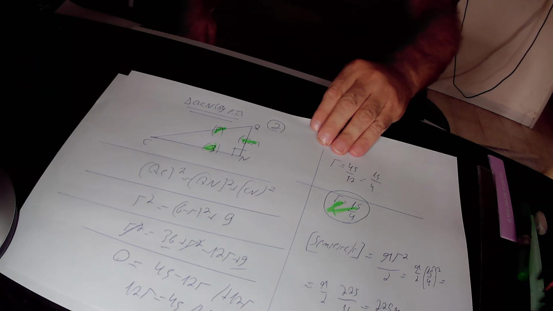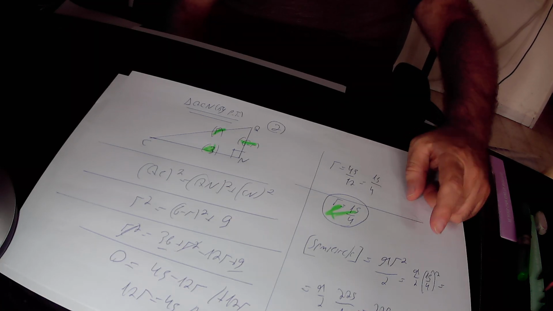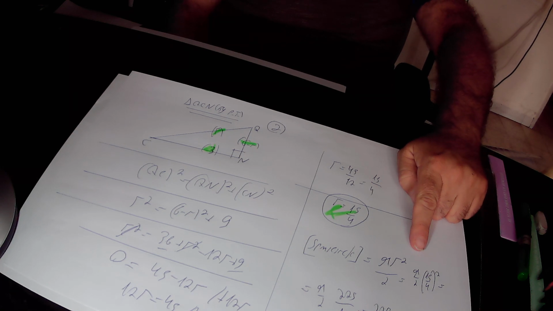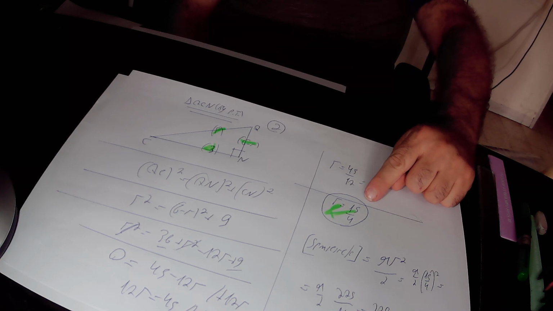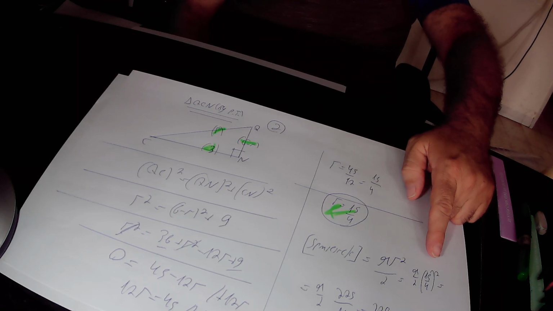We should know that the area of any circle is pi r squared, and the area of any semicircle equals half the area of the circle. The area of the semicircle is equal to pi r squared over 2, so it is pi over 2 times r squared. R is 15 over 4, therefore r squared is 15 over 4 squared. So in total, the area of the semicircle equals pi times 15 squared over 2 times 4 squared.